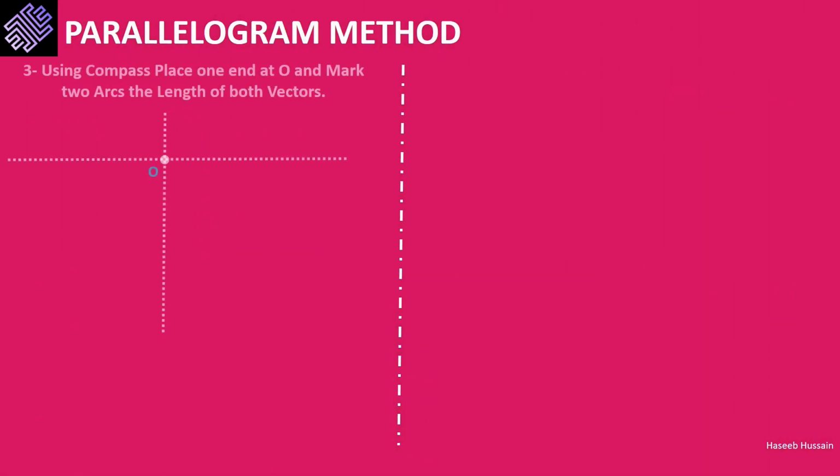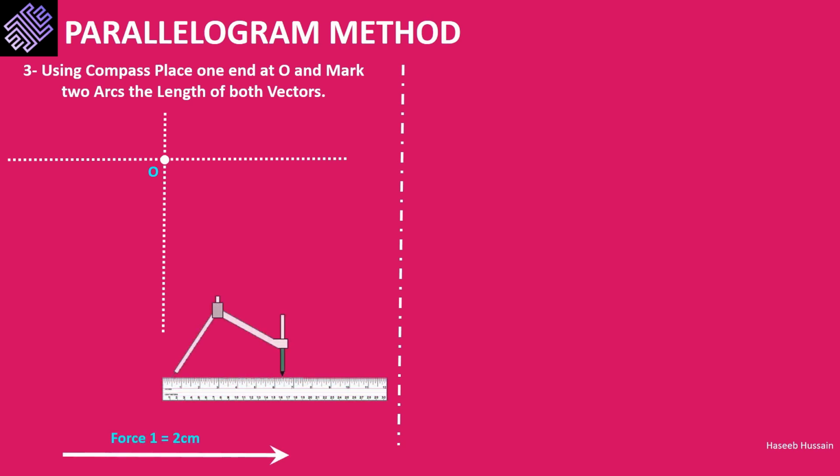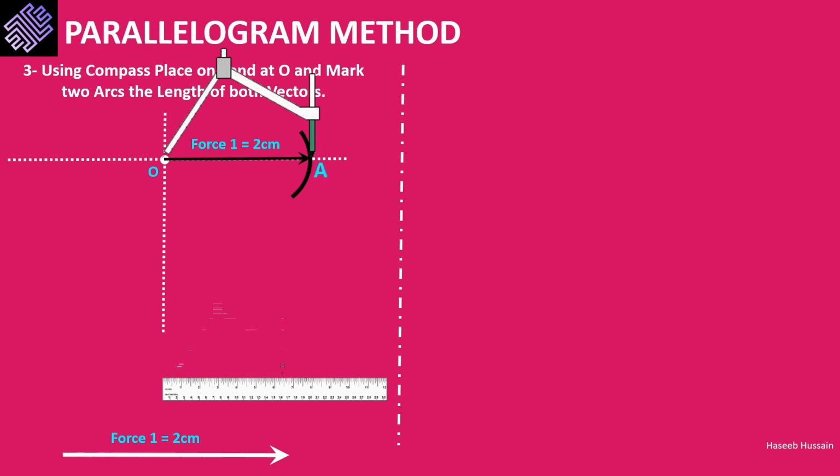Next, we use our compass to draw two arcs the length of our vector quantities. In our case, force 1 was due east and its length 2 centimeters. So by stretching the compass by 2 centimeters using a scale, we place the compass at O and draw an arc 2 centimeters from O and then connect that arc with a line to point O. This line represents our force of 2 centimeters. The point at which this arc intersects the x-axis is labeled as A.